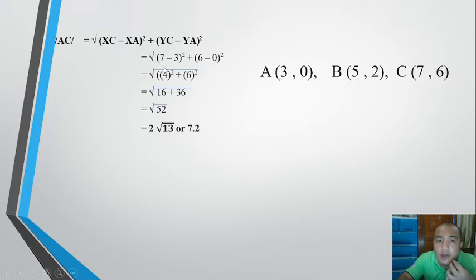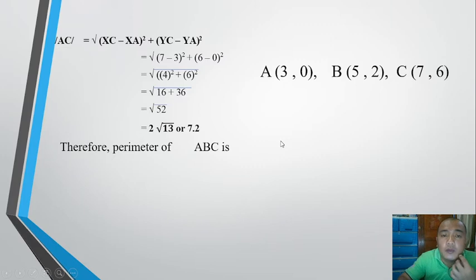We have square root of (7 minus 3) quantity squared plus (6 minus 0) quantity squared. 7 minus 3 is 4 squared, plus 6 minus 0 is 6 squared. So we have 4 squared is 16, 6 squared is 36, 16 plus 36 is 52. It's equivalent to 2 square root of 13 or 7.2. So what is now the perimeter of the triangle ABC?